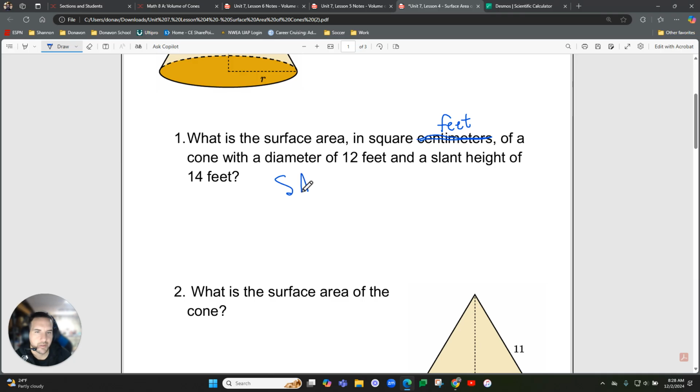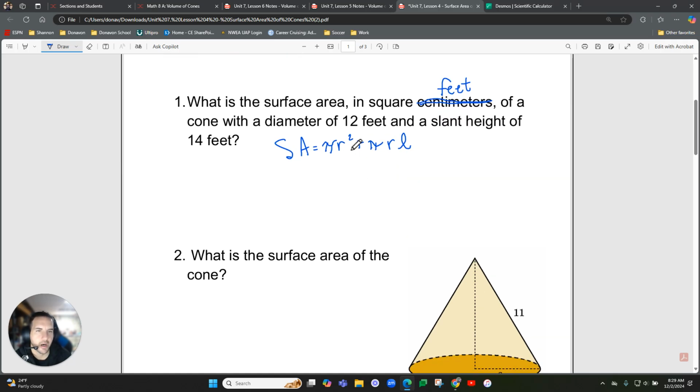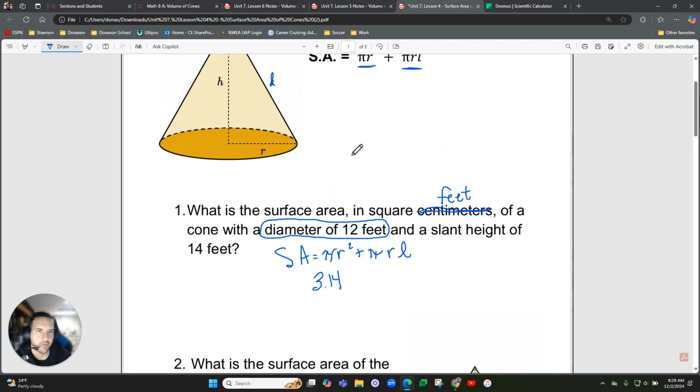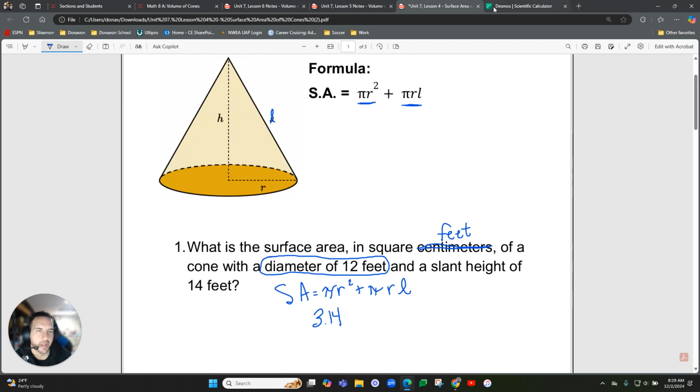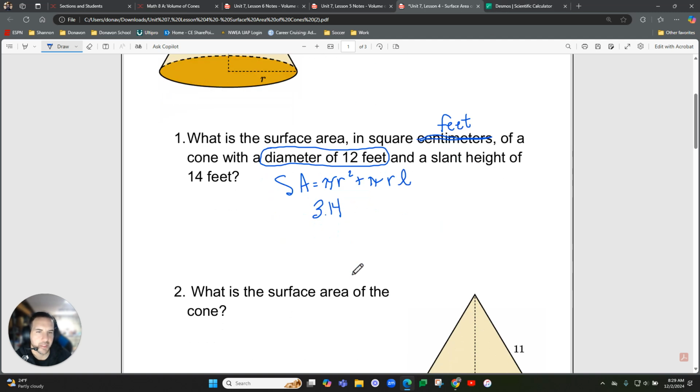Surface area is equal to pi r squared plus pi r l. Remember r represents the radius, but in this case it gives us the diameter. Remember that radius is half the diameter, so we only want half of that. For pi, we're just going to use 3.14. Since we're going to use the same formula over and over, when I go to Desmos, I'll just replace the pieces that we need to change.